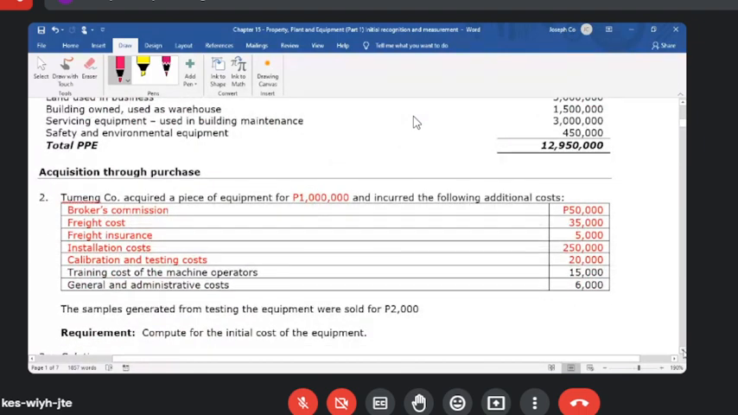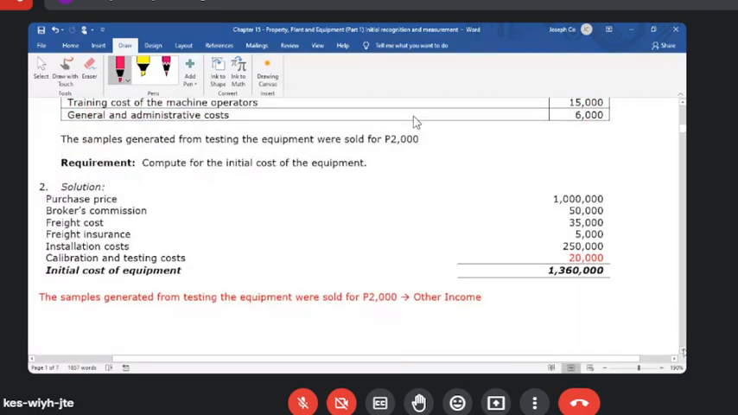Number two, what if we purchase? Magkano ang total cost? Purchase price plus the direct cost. Ano yung mga direct cost? Broker's commission, freight, insurance, installation costs, calibration and testing costs. Hindi kasama yung training costs and general and administrative because this is automatically outright expense. The 15,000 and the 6,000 are outright expense. The total initial cost of the equipment is 1,000,000 plus 50,000 plus 35,000 plus 5,000 plus 250,000 plus 20,000. That is 1,360,000.